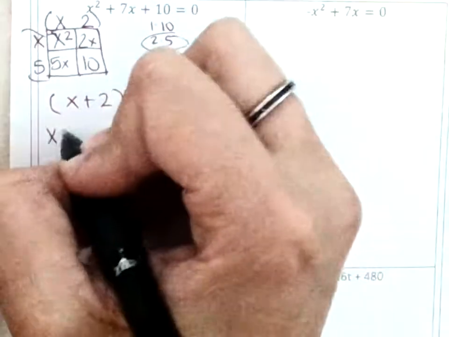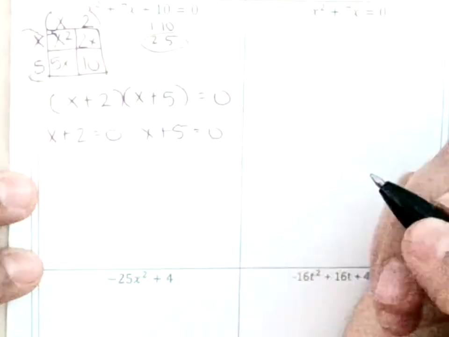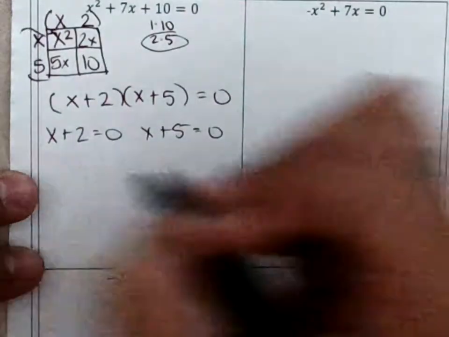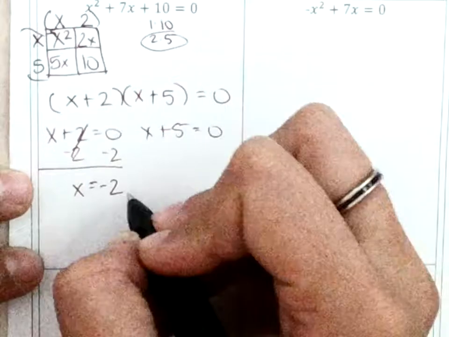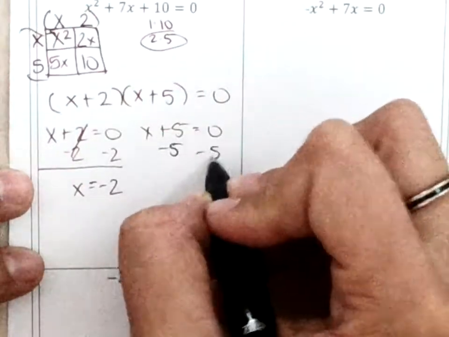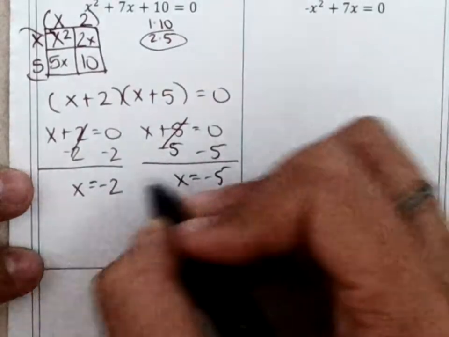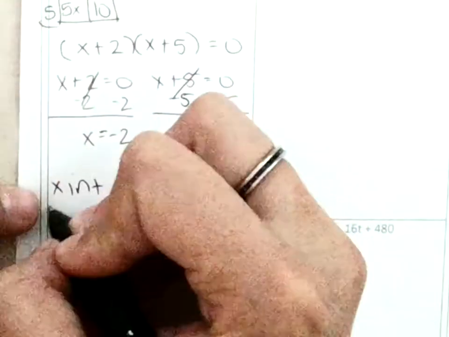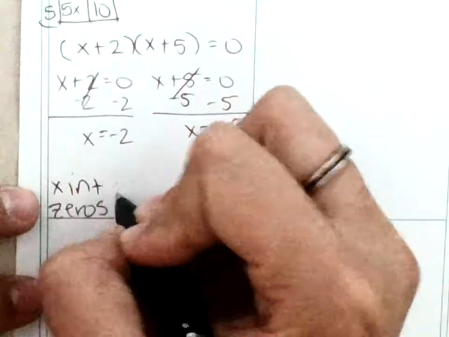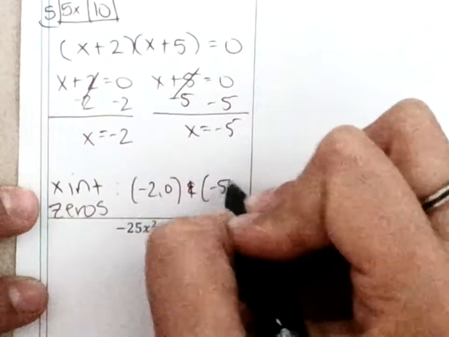Now I'm going to solve each one individually to find the zeros of the function, meaning the x-intercepts. I subtract by 2 using inverse operations, x equals -2. I subtract by 5, and x equals -5. Therefore, my zeros are -2 and -5, and my x-intercepts are (-2, 0) and (-5, 0).